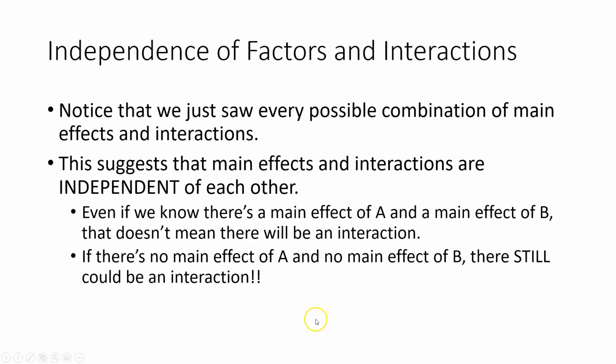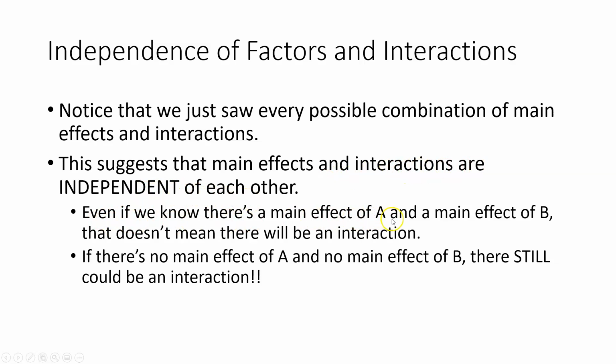What I want you to recognize here is that we just saw every possible combination of main effects and interactions. Sometimes there was a main effect of A, sometimes not. Sometimes there was a main effect of B, sometimes not. Sometimes there was an interaction, sometimes not. But they were all mixed up and random. All of those different conditions did not depend on each other. So this suggests that main effects and interactions are independent of each other.